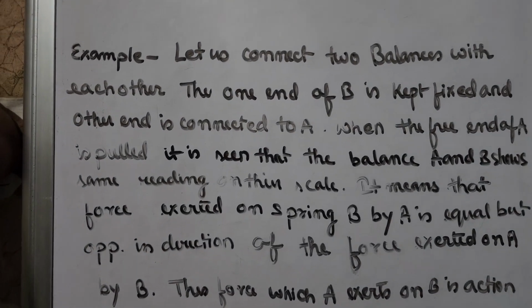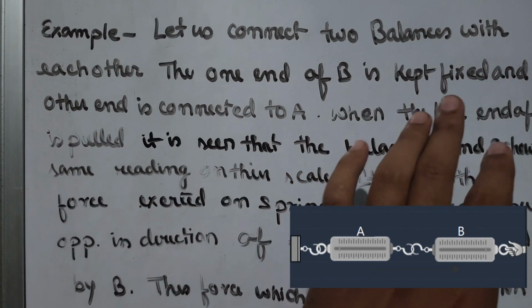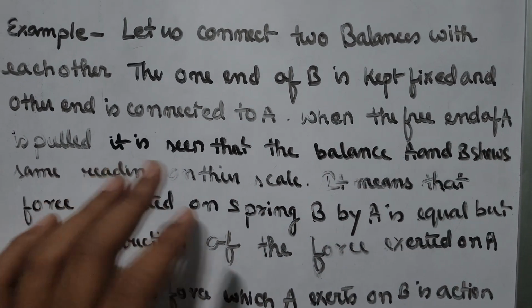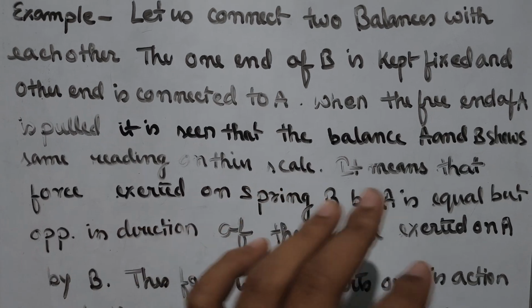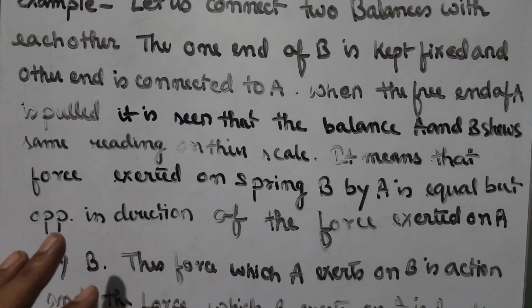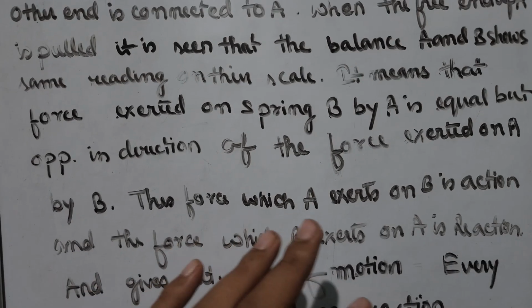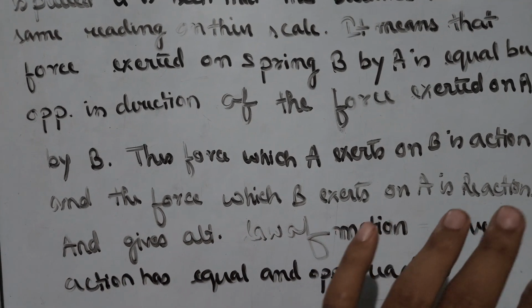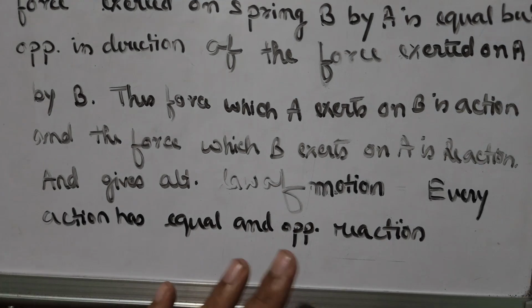Now let's understand with an example. Let us connect two spring balances with each other. One end of B is kept fixed and the other end is connected to A. When the free end of A is pulled, it is seen that balances A and B show the same reading on their scales. It means that the force exerted on B by A is equal but opposite in direction to the force exerted on A by B. The force which A exerts on B is action and the force which B exerts on A is reaction. This gives the alternative law of motion, that is, every action has an equal and opposite reaction.